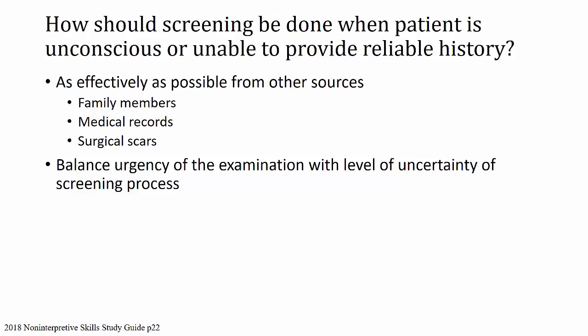So if you have an unreliable screening process and not great information otherwise, you need to really rethink the whole imaging strategy. Do you really need the MRI? Can you get away with a CT or an ultrasound? Or can you wait until you can get a more reliable history?